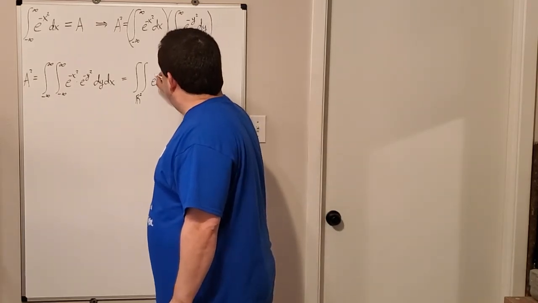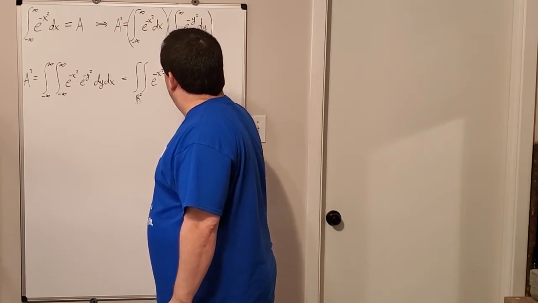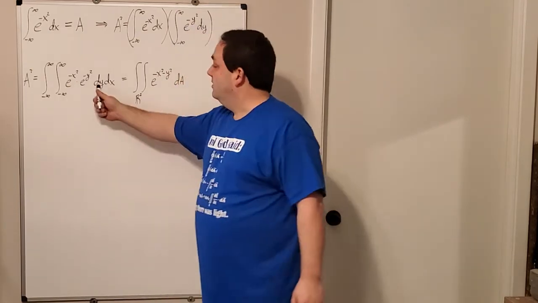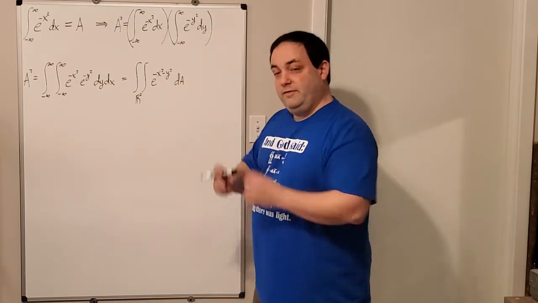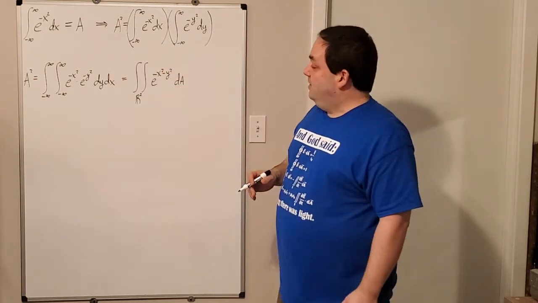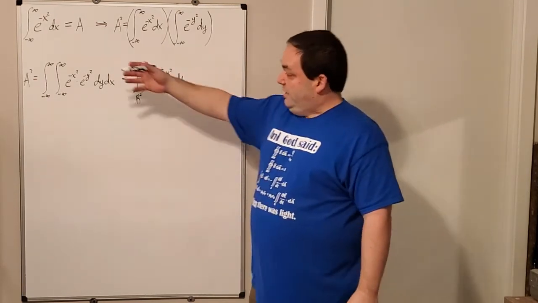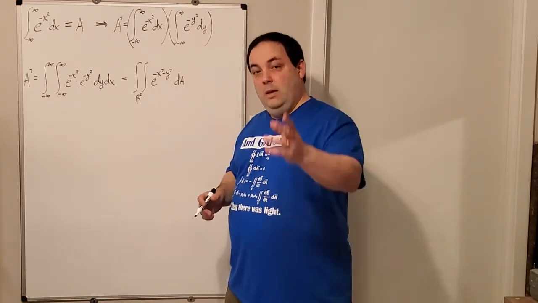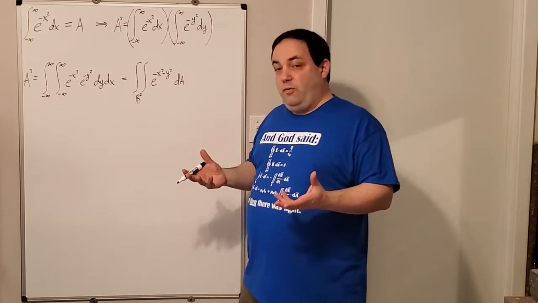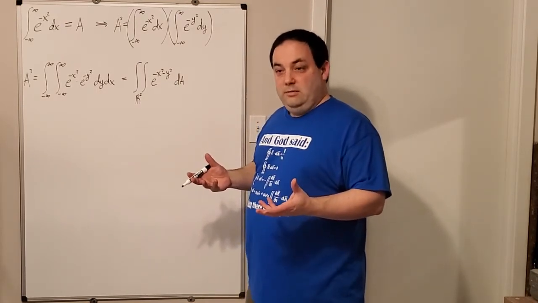And this would be e to the negative x squared minus y squared dA, right? Because dy times dx is a small infinitesimal piece of area, dA. And now I actually have a double integral, which is equal to a squared. But this particular double integral in rectangular form is quite disastrous.